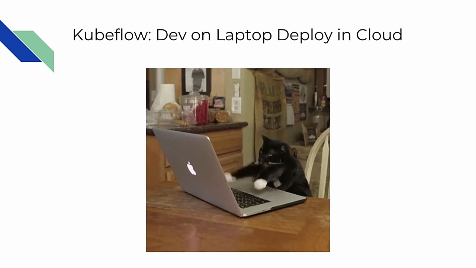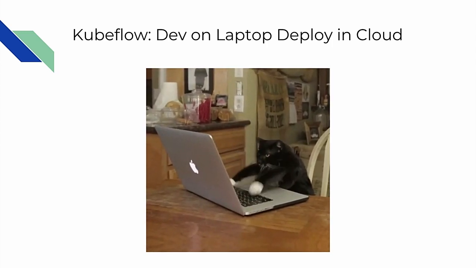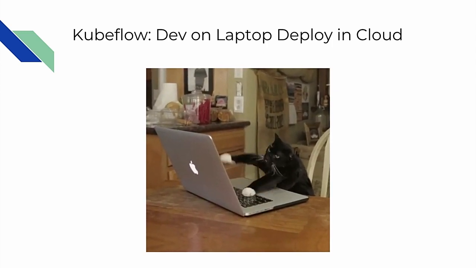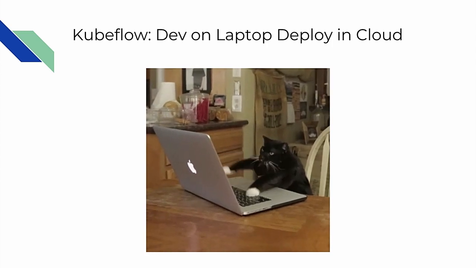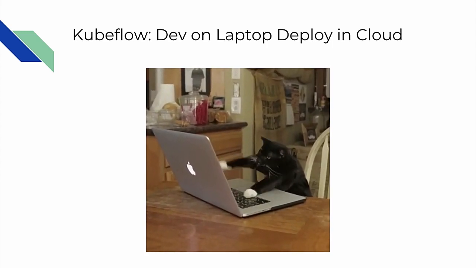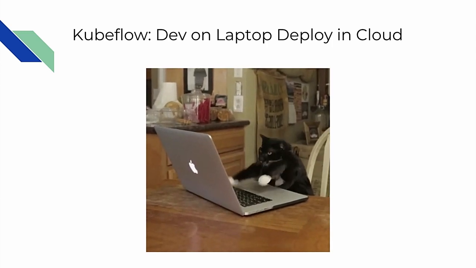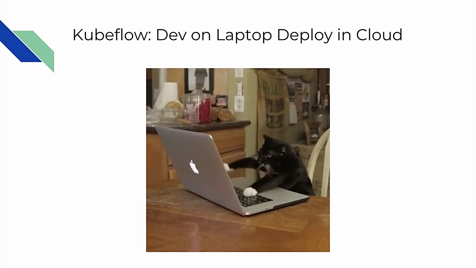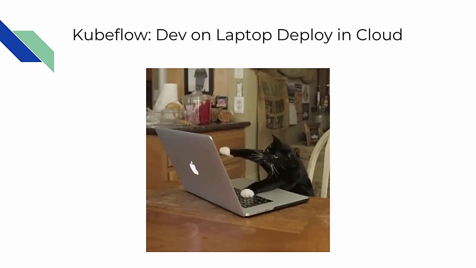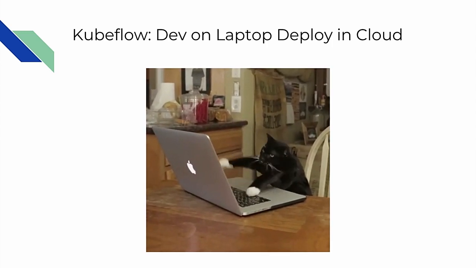Here we see our data scientist in the wild. There are a lot of things that are important to data scientists, and one of the most important is making sure everyone knows that they are a data scientist. So they often want to take their MacBook to their local coffee shop and write their models and make sure everyone sees what a cool job they're doing. The problem there is that MacBooks aren't necessarily the best for training models on, and they're just horrible for serving models.